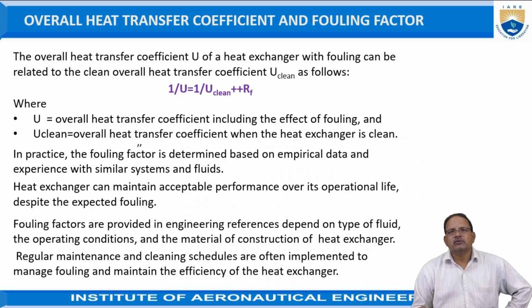The overall heat transfer coefficient U of a heat exchanger with fouling can be related to the clean overall heat transfer coefficient U clean as follows: 1 by U is equal to 1 by U clean plus the fouling factor RF, where U represents the overall heat transfer coefficient including the effect of fouling, and U clean represents the overall heat transfer coefficient when the heat exchanger is clean, that is, when it is installed or after regular maintenance.